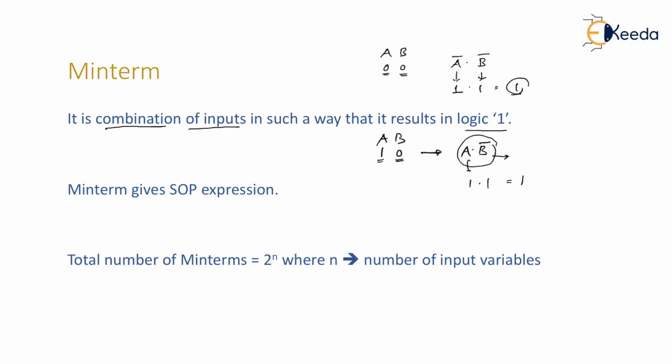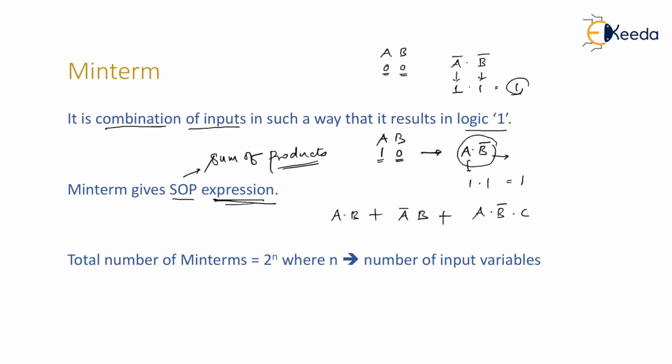The second very important point says that the min term gives an SOP expression. What does SOP stand for? It stands for sum of products. Now what is meant by product? Like A into B is a product. Like A bar into B is a product. Let's say A dot B bar dot C is also a product. Now these are individual products, and if I make a summation of them, then it becomes a sum of products. As you can see, this is what we call an SOP expression.